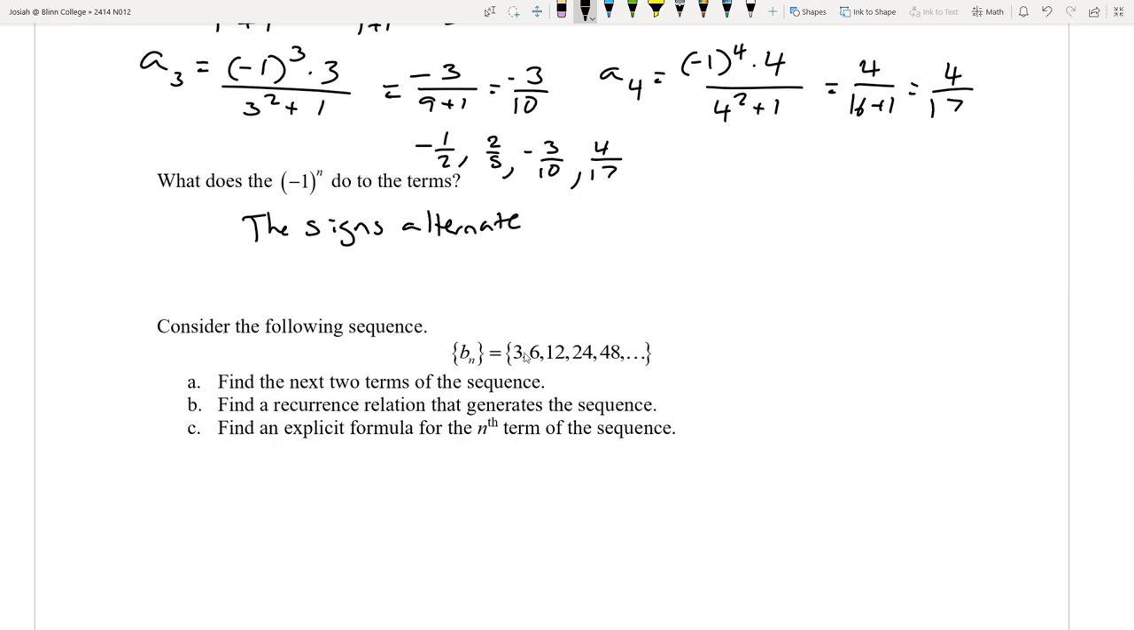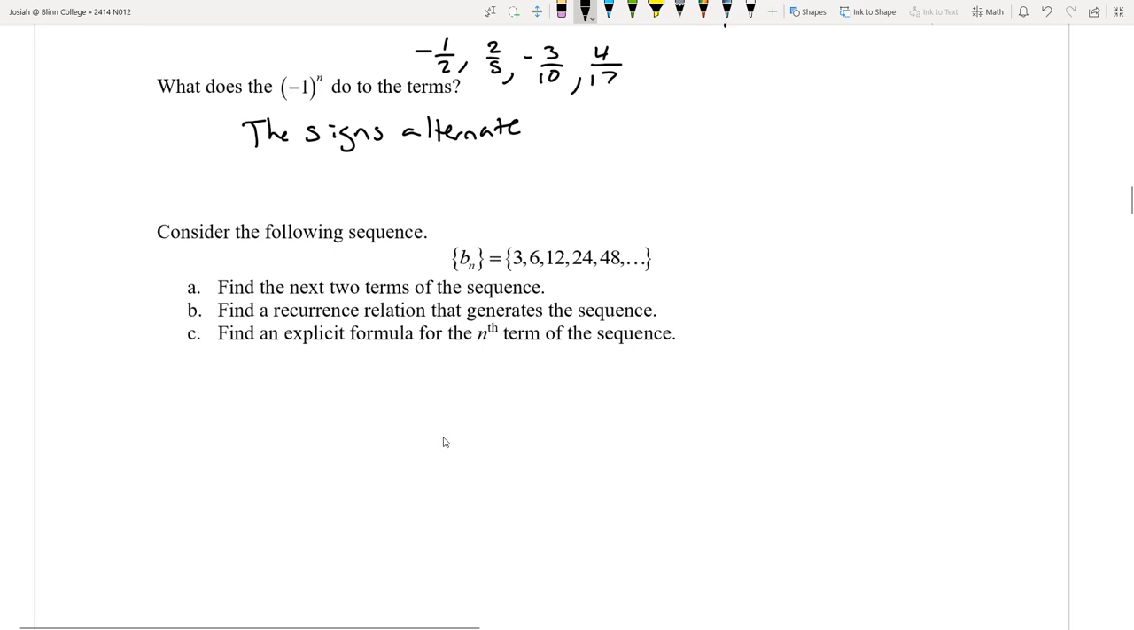All right, so we have another sequence here. We want to find the next 2 terms, a recurrence relation, and an explicit formula. So first off, we have to figure out what's happening to get to each term. So we're adding 3, then we're adding 6, then we're adding 12, then we're adding 24. It looks like it'd be better if we just multiplied by 2 each time. So it looks like to get to the next, we'd be multiplying by 2. So we'll multiply 48 by 2, we get 96. Multiply 96 by 2, and we get 192. And so those are our next 2 terms.